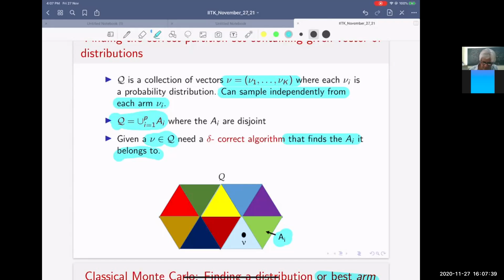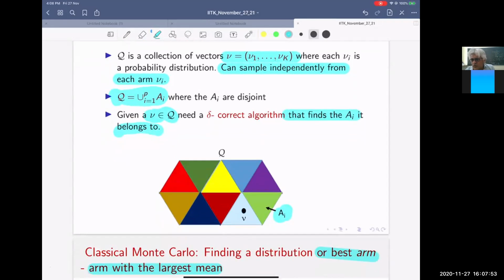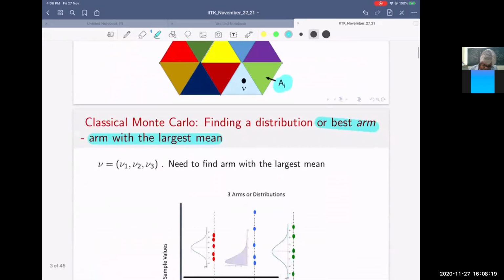So best arm fits into this framework, but you can now imagine many things. If you want to find, let's say, the best three arms, the three arms with the largest means, or which arm has the largest median, or which few arms lie in the middle in terms of median values. Pretty much anything you can think of comes into this partition framework. Later we'll go beyond means and look at value at risk, quantiles. Which arm has the smallest quantile, or which arm has the smallest conditional value at risk. Those are some of the examples, but it's a very general framework. Given a vector, you want to find out which partition it belongs to.